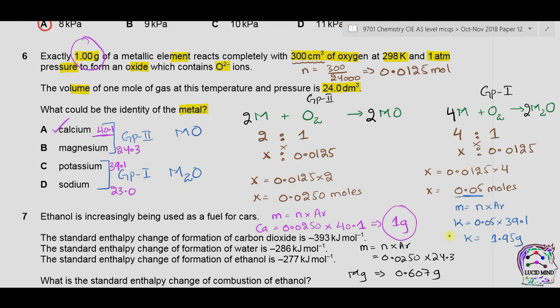Now for sodium, which is the last one, number of moles is equal to 0.05 times its atomic mass, which is 23. Mass in grams comes to 1.15 grams. Only the mass of calcium is equal to the one given in the question, so therefore the answer is A.